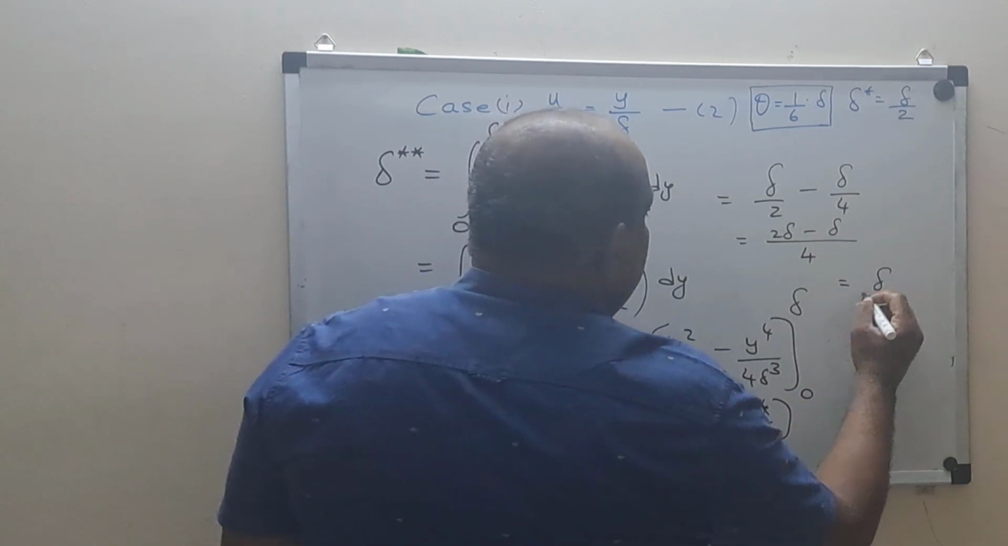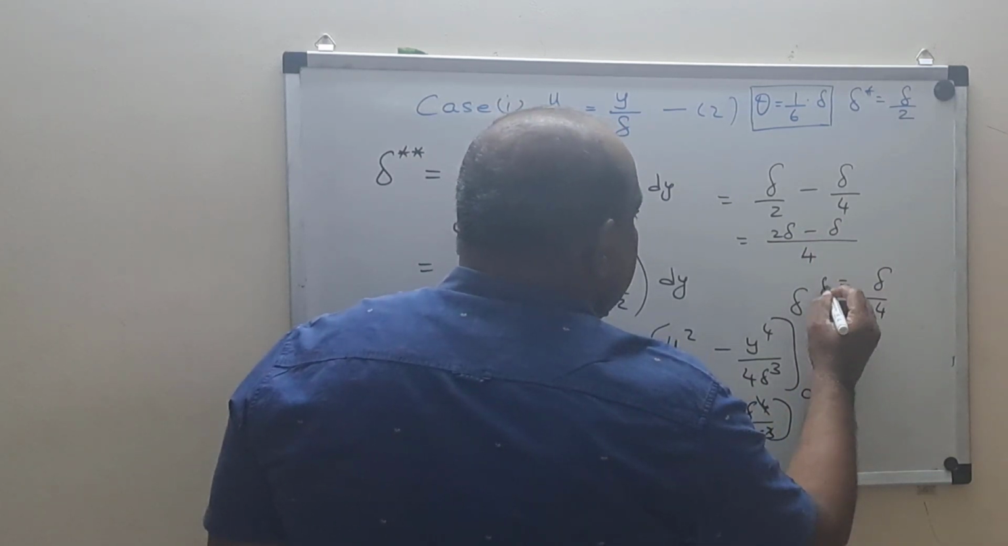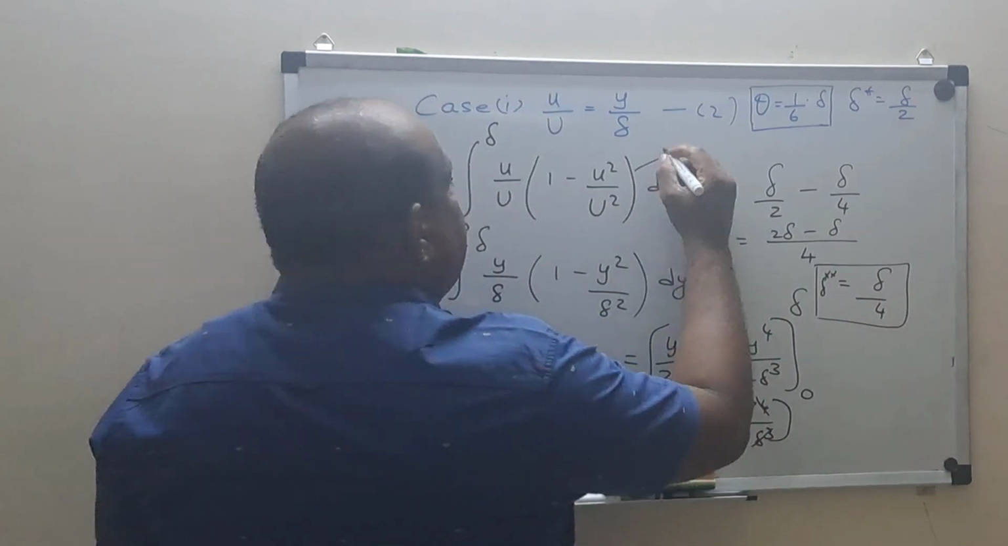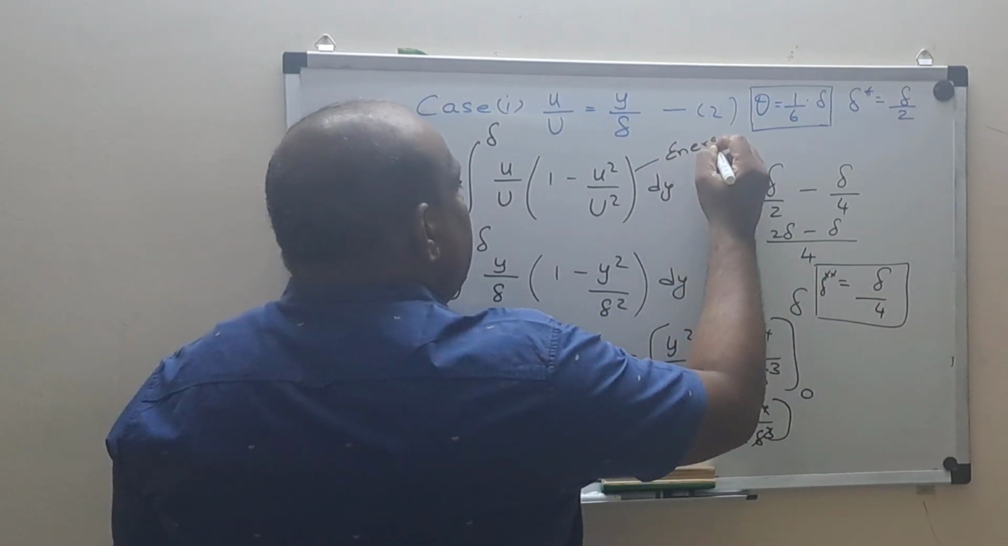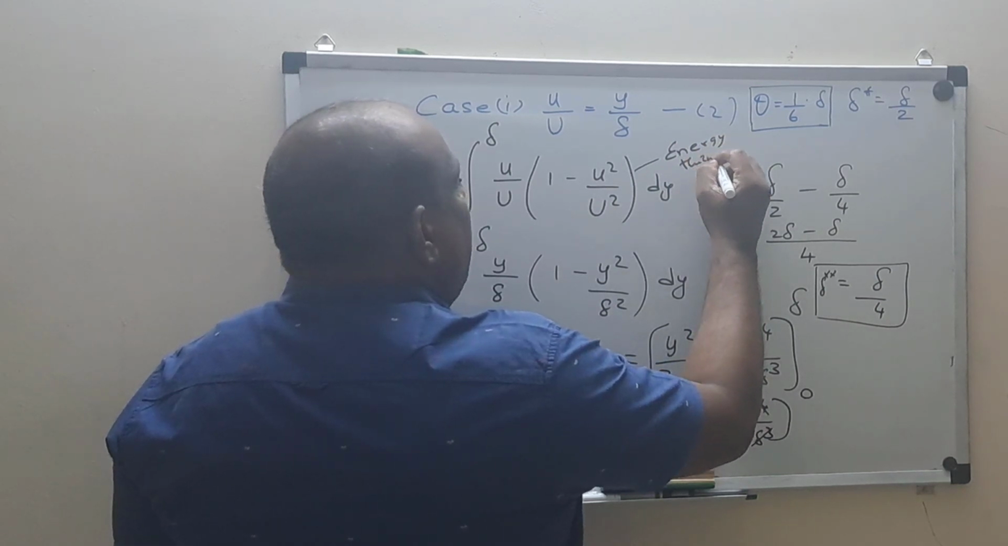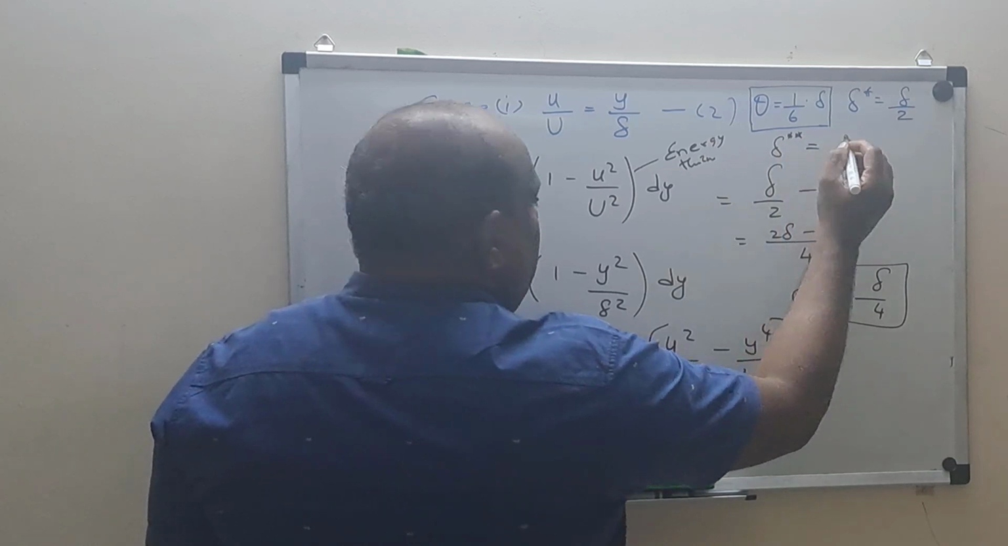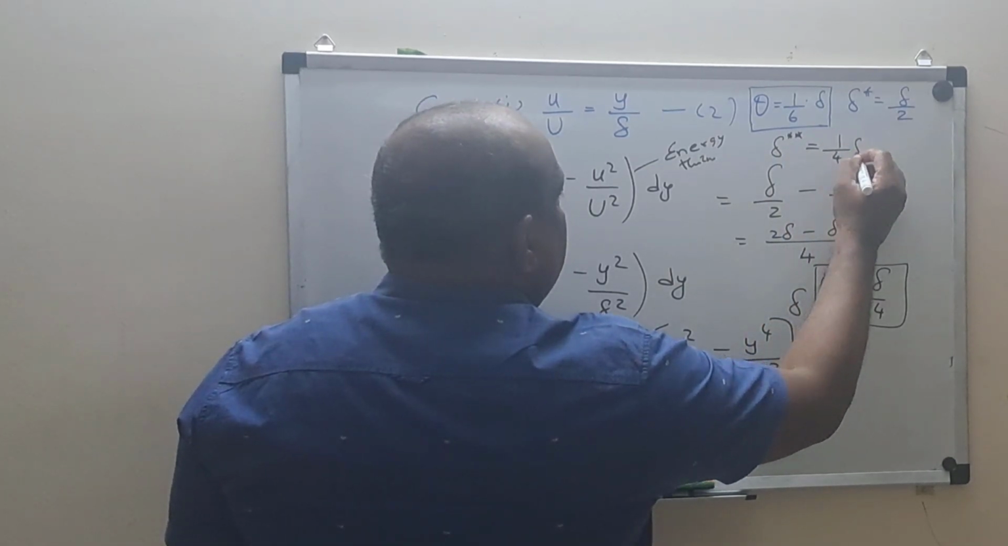So it will become delta by 4. So what is the left-hand side? Delta double star. What is delta double star? It is nothing but the energy thickness. So we arrived at all the values. So delta double star is equal to 1 by 4 of delta.